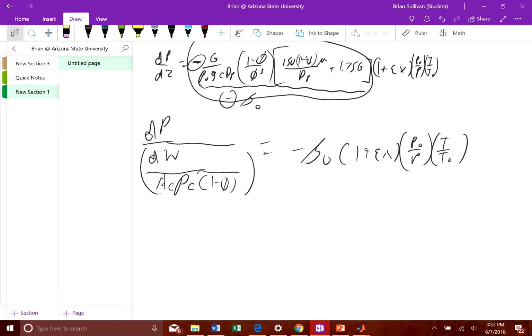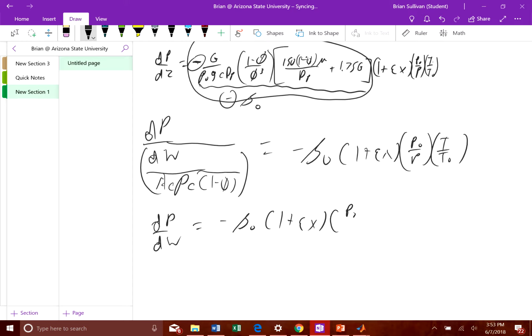So we almost did dP/dW. We just got to multiply this denominator. Oh, I'm sorry, it's a denominator of a denominator. It's actually, you can think of it as being the numerator. So we're going to divide that over to the other side. So we got dP/dW equal to negative B naught, 1 plus epsilon x, or expansion factor x, P naught over P, T over T naught.